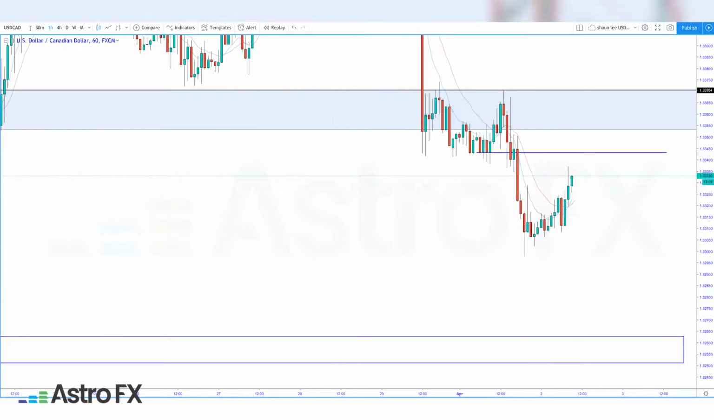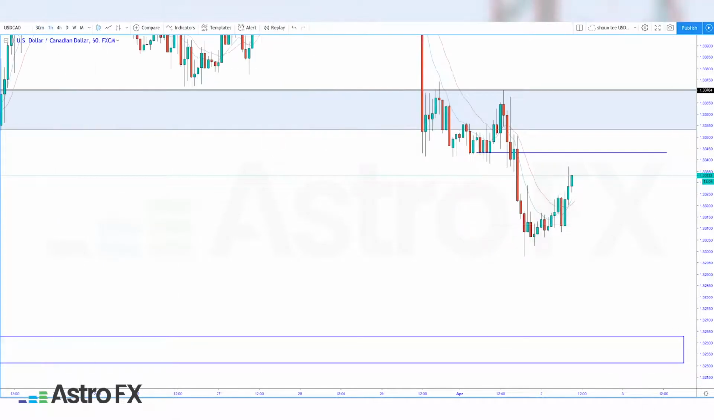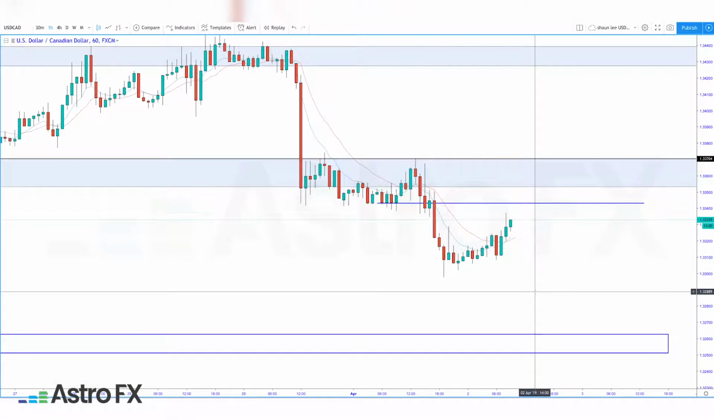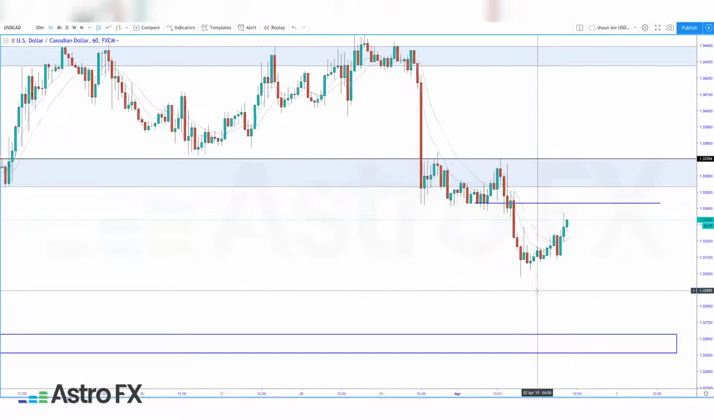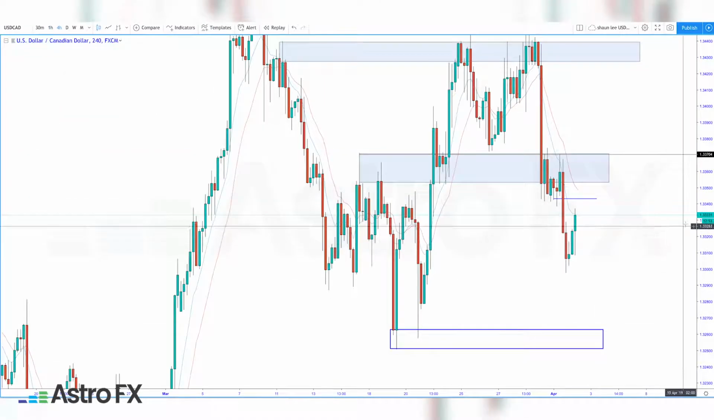Going into the 30-minute chart, I haven't really covered the 30-minute chart in detail. I'll do a video specifically and solely on the 30-minute chart afterwards. I'll get to that later. But yeah, for now, I think that USD CAD, we could be in for a potential swing to the downside there.